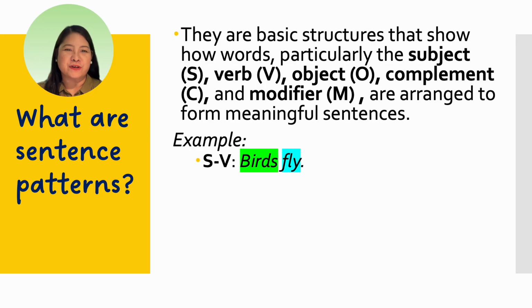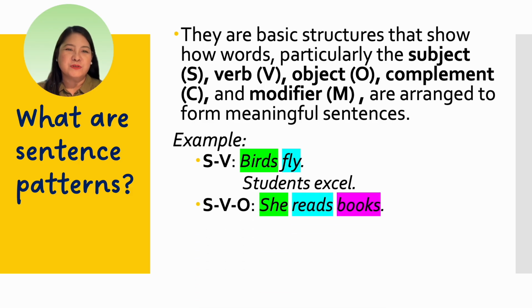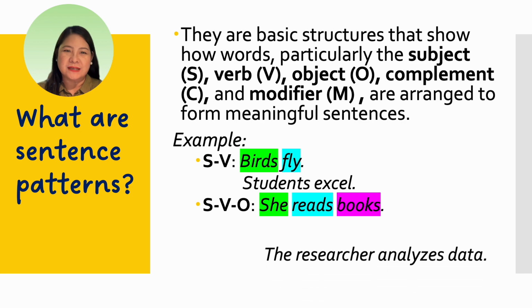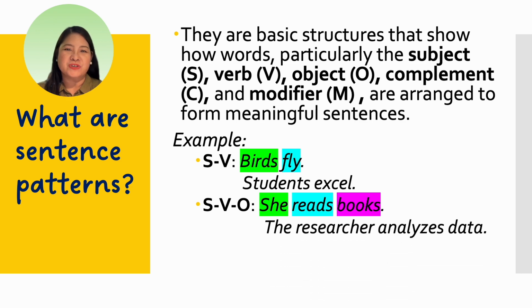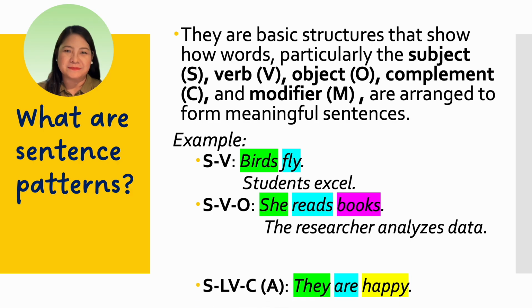SV or subject verb. Birds fly. The subject is birds and the verb is fly. Another example is students excel. For subject verb object, we have she reads books. She is the subject, reads is the verb, and books is the object. Another example is the researcher analyzes data. Subject is the researcher, verb analyzes, object or direct object data.